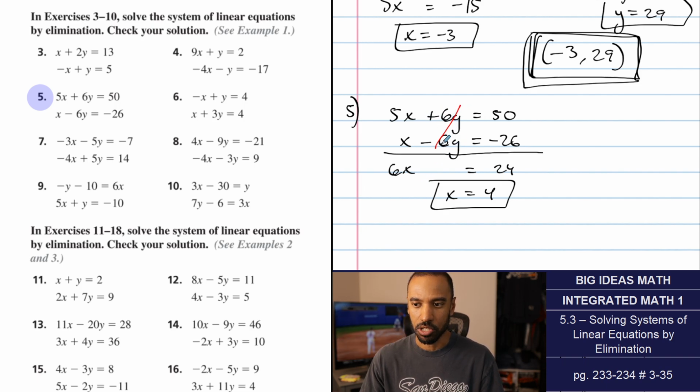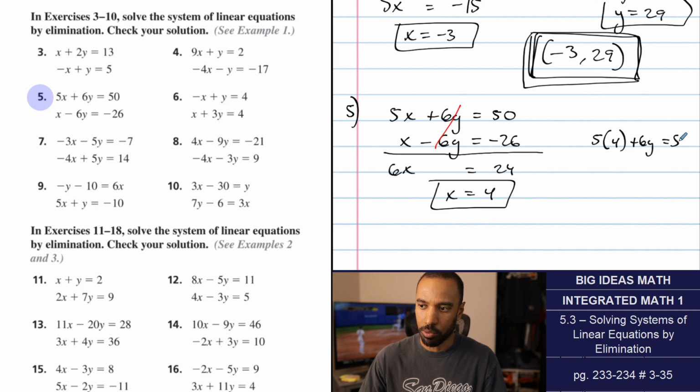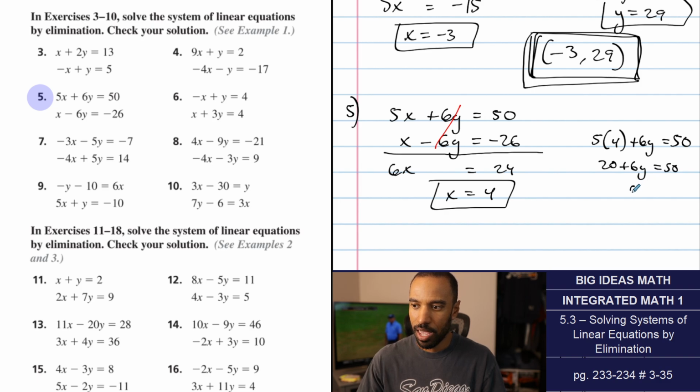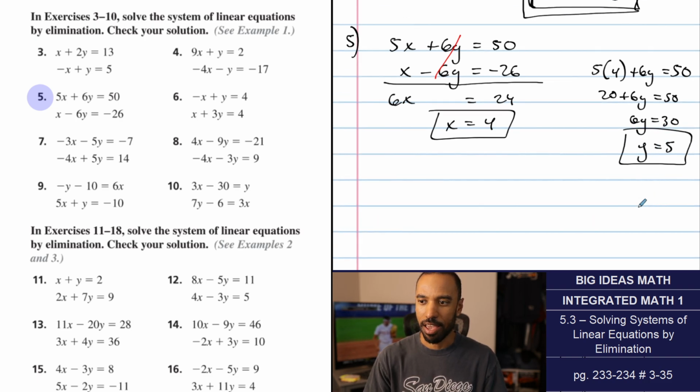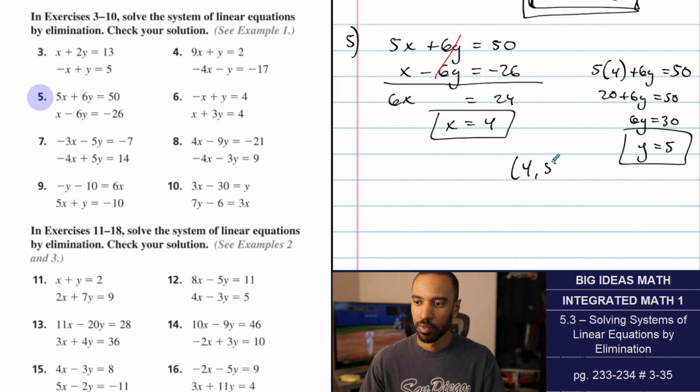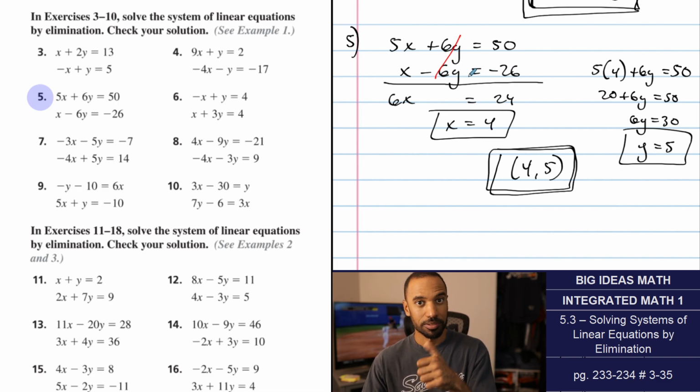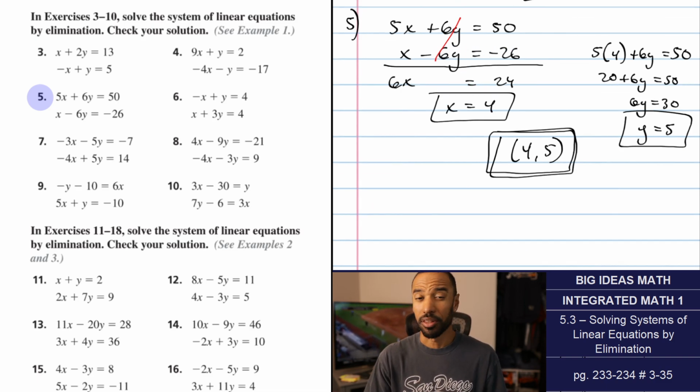Now the substitution takes a little bit more time, not much. Let's do, say, the bottom equation. We have, the top equation. We're solving for y, not x. 5 times 4 plus 6y equals 50. And 20 plus 6y equals 50. And 6y equals 30. Subtract 20. Divide by 6. You get y equals 5. So we have 4 comma 5. Is that the solution set? Since I just did that on the top equation, let's try the bottom equation, see if that works. 4 minus 30 is negative 26. Everything went better than expected.